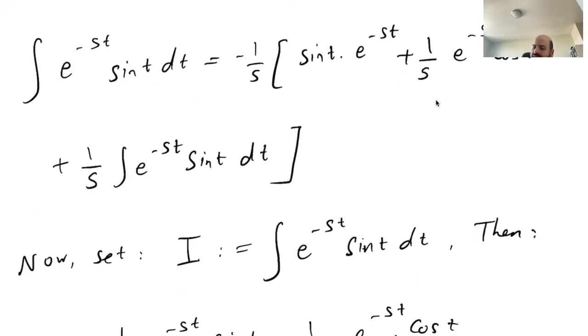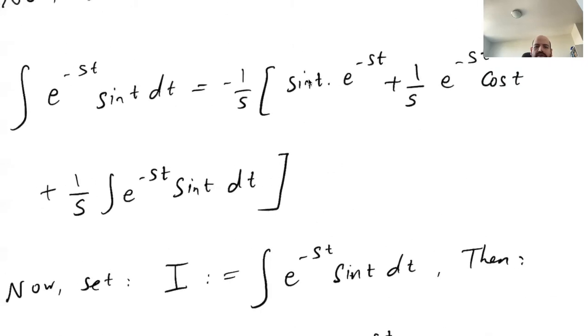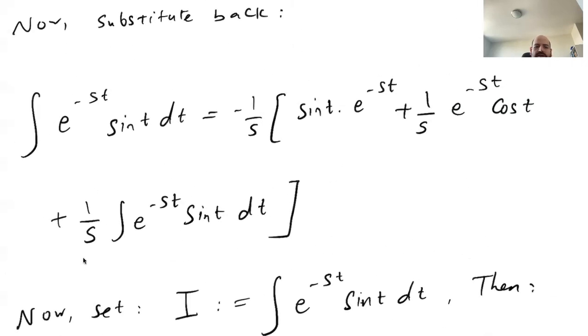And then minus 1 over s squared times I. See, minus 1 over s times 1 over s becomes minus 1 over s squared. And this integral is what I called I, and that's what I want to find.